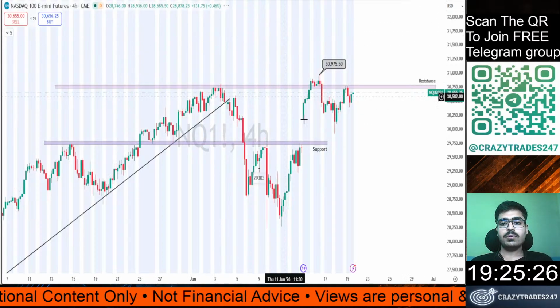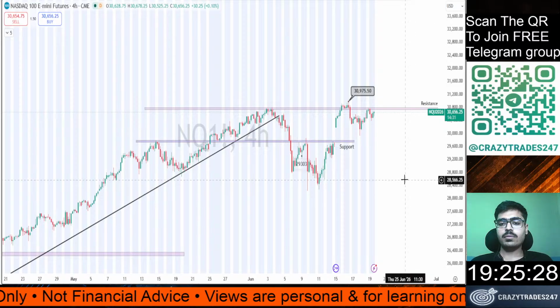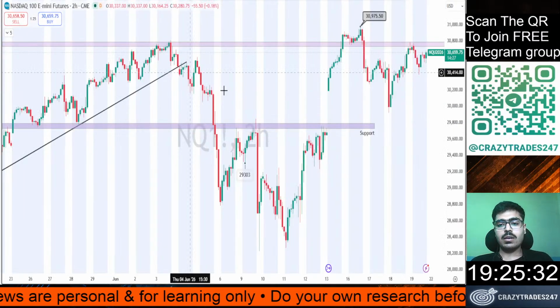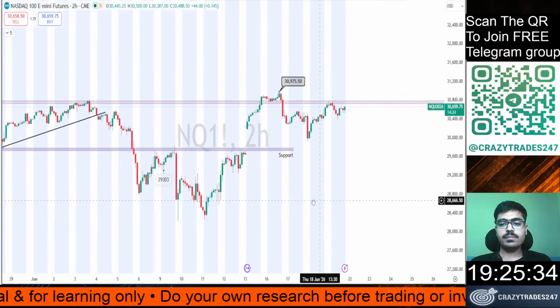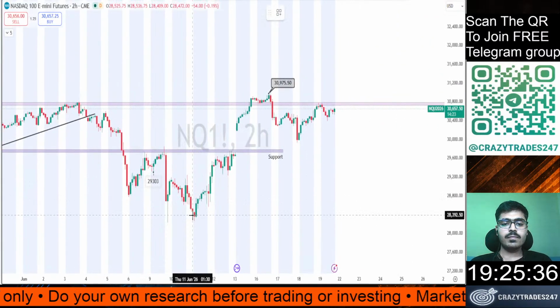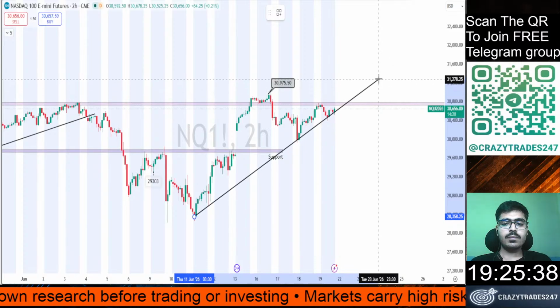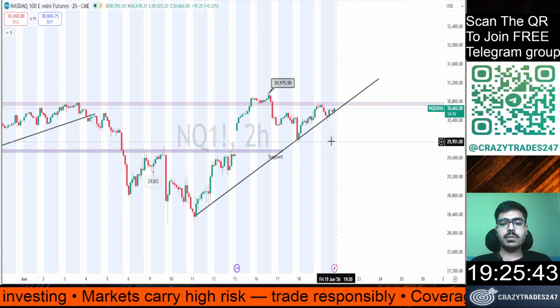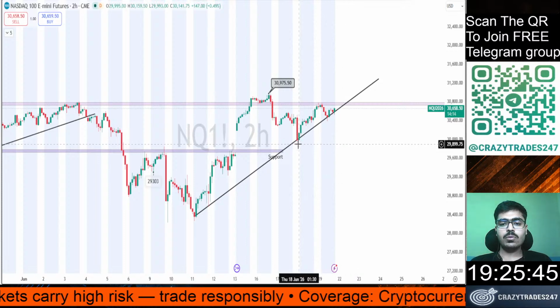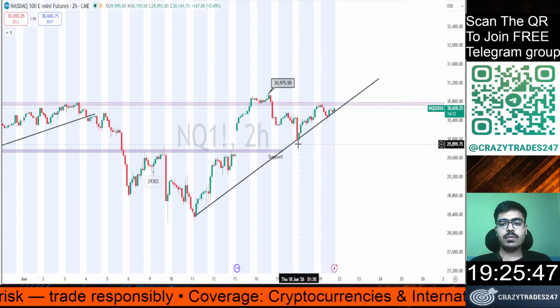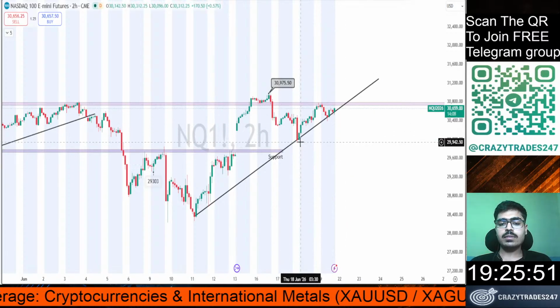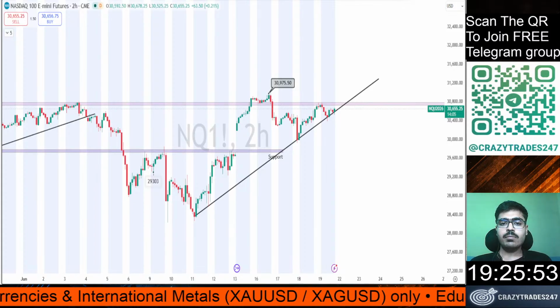So we should keep that in our mind. This is the uptrend, and if price declines from this level, below this low, we can think of a trade in the bearish direction.